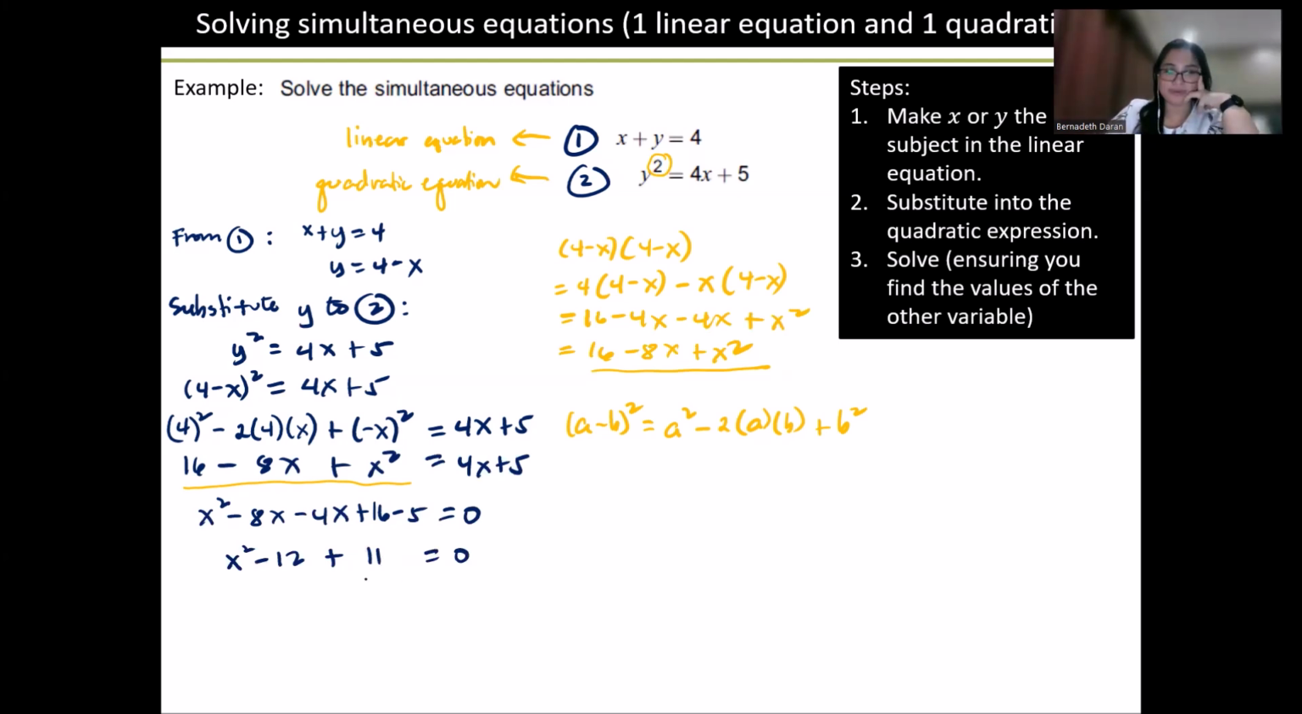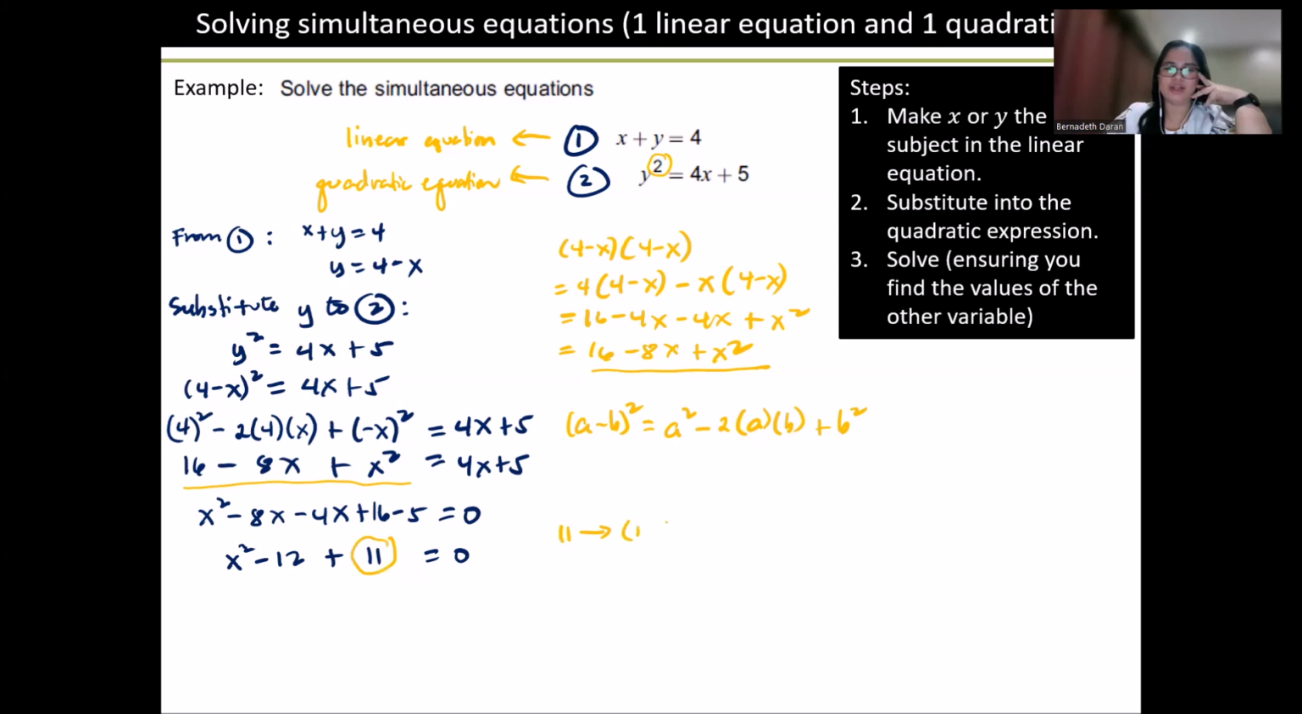Okay, so now what do you notice? We can factorize this, right? Again, how do we factorize? We look at the constant. Our constant here is 11. So we are going to look for factors of positive 11 such that the sum is negative 12.